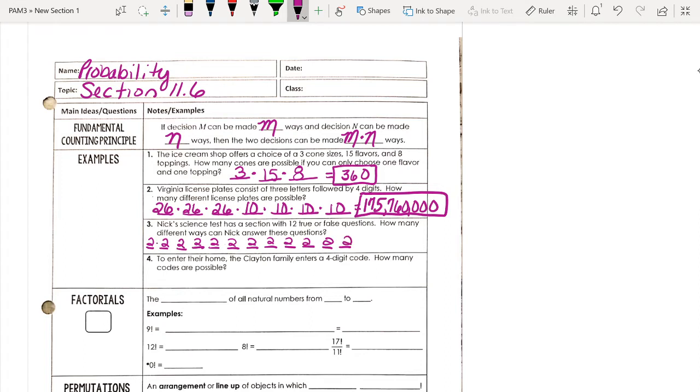All right, you're going to take all those values and multiply them together. So 2 times itself 12 times. As a matter of fact, let's write that. This is 2 to the 12th, which equals 4,096.